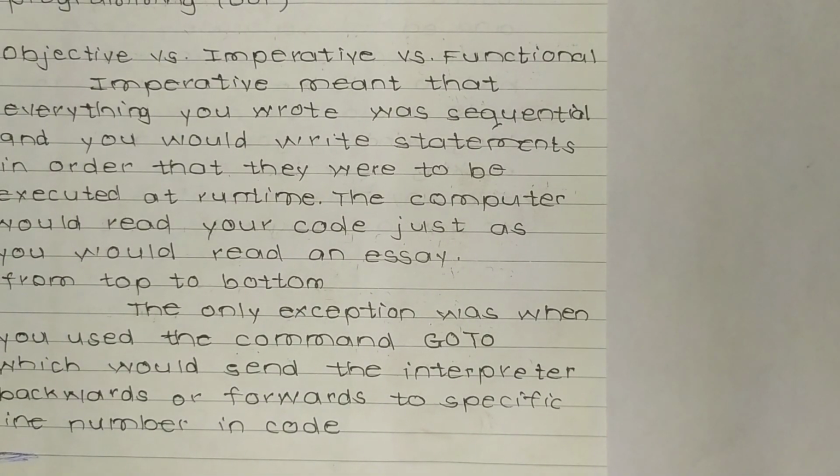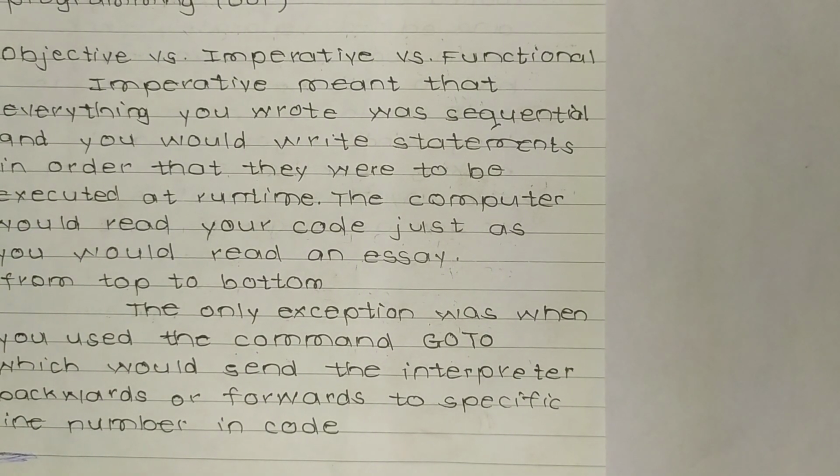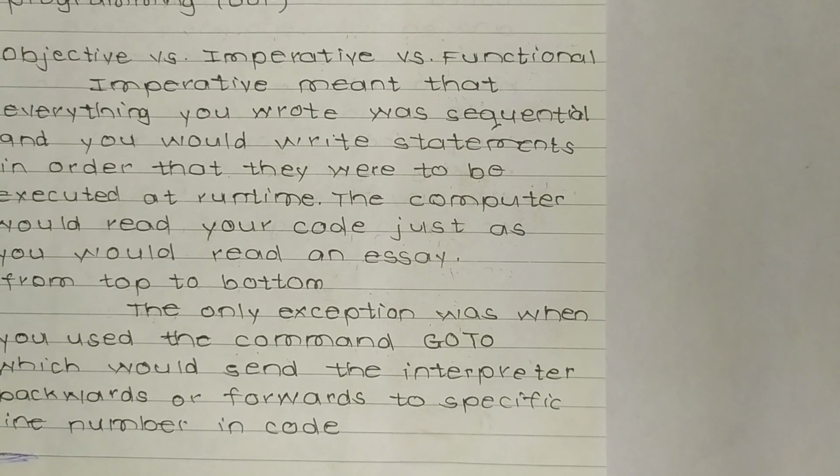Objective versus imperative versus functional. Imperative meant that everything you wrote was sequential, and you would write statements in the order that they were to be executed at runtime. The computer would read your code just as you would read an essay. So that was imperative programming.